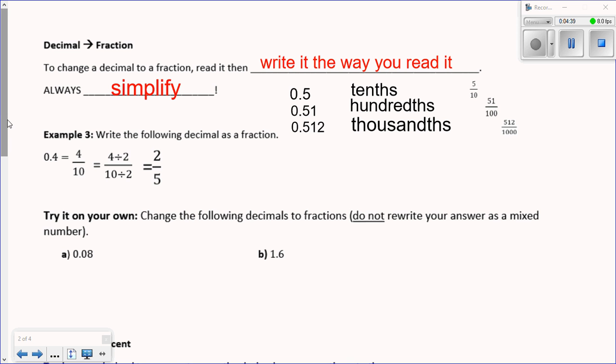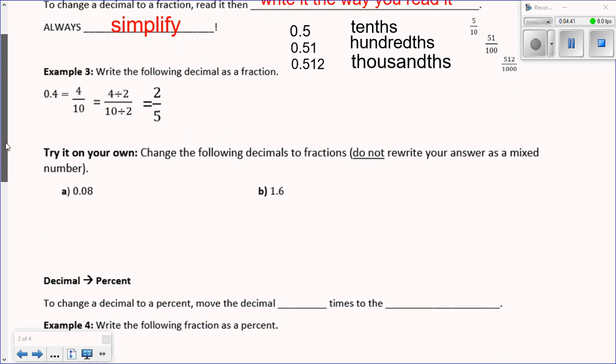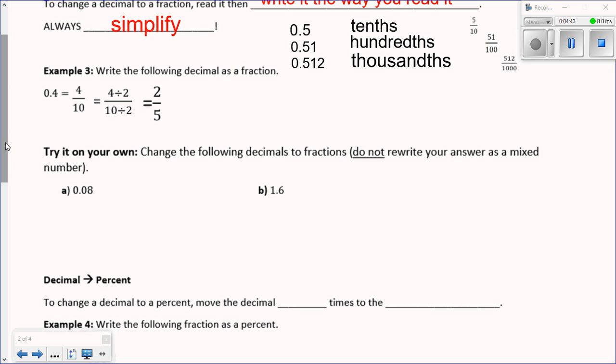You guys are going to try to write these on your own, decimals to fractions. Do not write your answer as a mixed number though, okay?